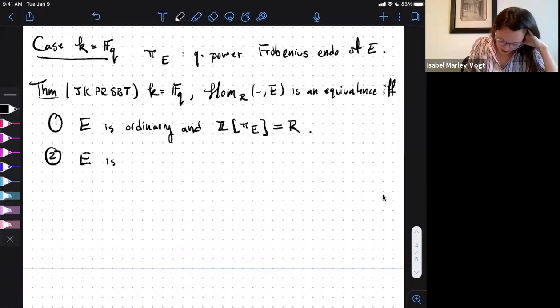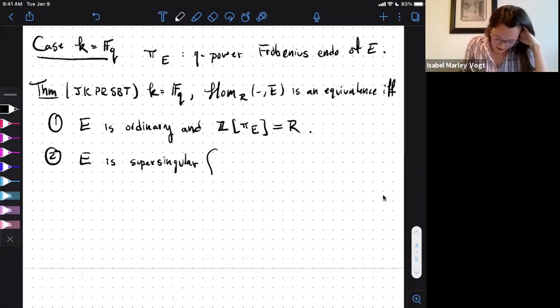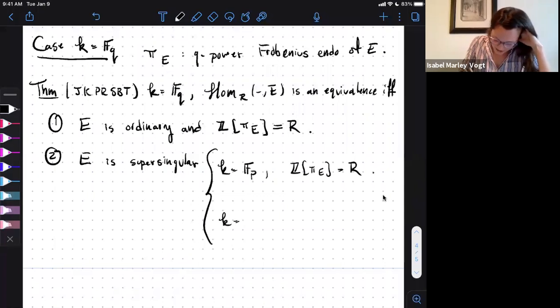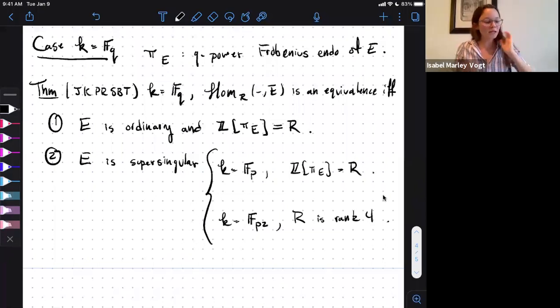And if E is supersingular, then there's two possibilities. K is a prime field, F_p, and the same condition is true: Z adjoin pi_E is equal to the entire endomorphism ring R, or K is F_p squared, and R is rank 4. So these are the only possibilities. This is exactly when this gives you an equivalence of categories, and all of these modules can tell you everything you want to know about abelian varieties isogenous to a power of E.